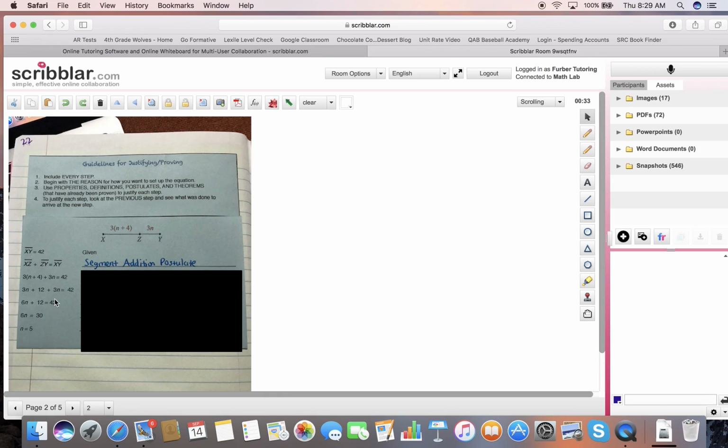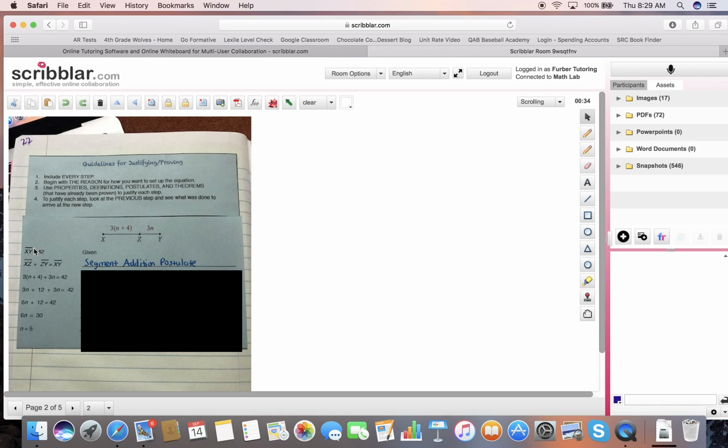From there, you're going to be doing a bunch of algebra steps. And the guideline is that you're going to use properties, definitions, postulates, and theorems, which we've not talked about yet, but that have already been proven, to justify each of your steps. And then the last guideline is you want to justify each step. That means you're going to look at the step before it, and they're not going to show you every single thing they did. You're going to have to look at what was in the previous step and what was done to arrive at the new step.